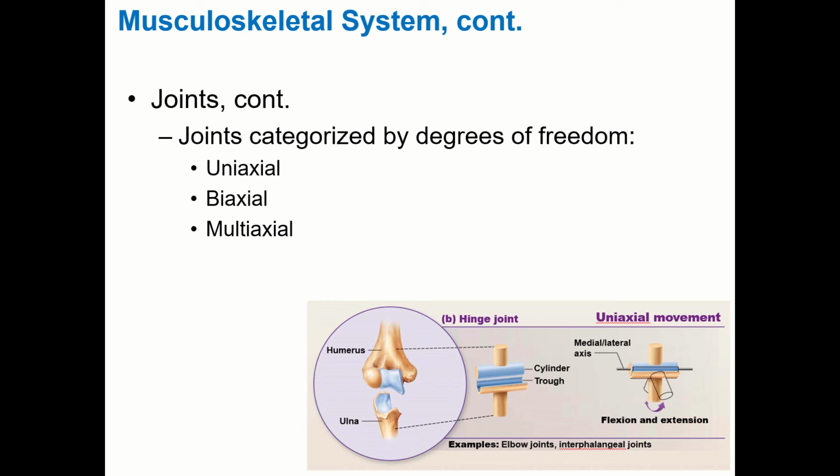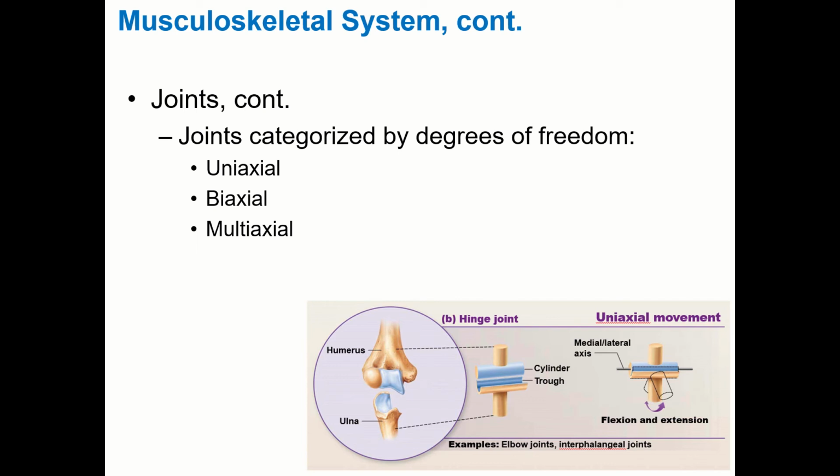And so with respect to degrees of freedom, a joint that has 1 degree of freedom moves in 1 plane. So for example, the hinge joint of the elbow, the humeral-ulnar joint, only moves in the sagittal plane because we only get flexion extension at that joint. And so that's a joint that has 1 degree of freedom. It is uniaxial. And so that's the joint that's pictured for you there on the slide.